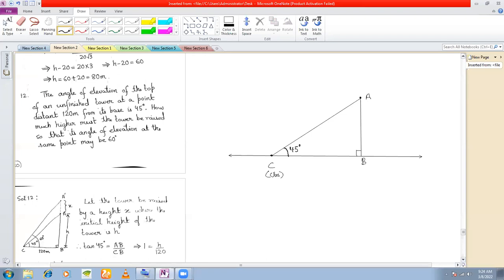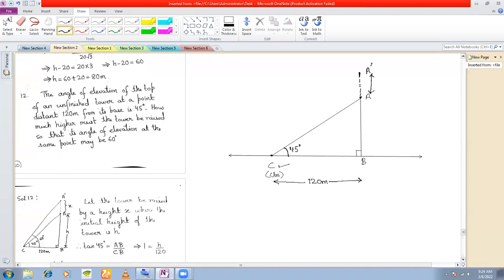The angle of elevation of the top of an unfinished tower at a point distant 120 meters from its base. So what is the distance of this base of the tower from this point? 120 meters. How much higher must the tower be raised so that its angle of elevation at the same point is 60 degrees? So let's say the tower is being raised here to a further height, from A to, let's say, a point A dash. This is the height by which the tower has been raised.